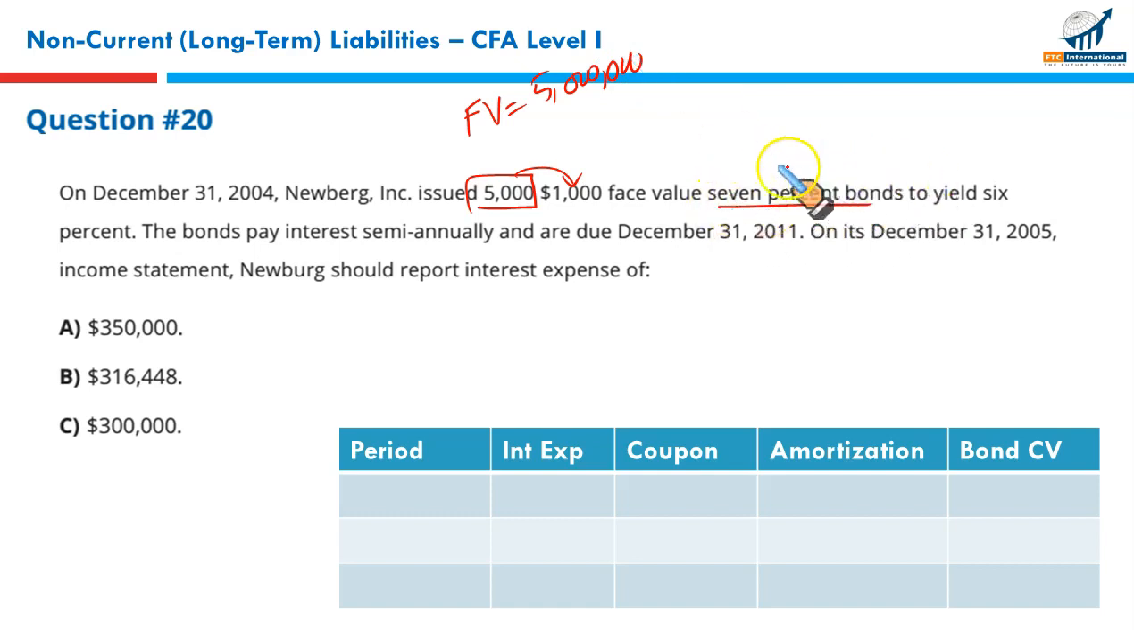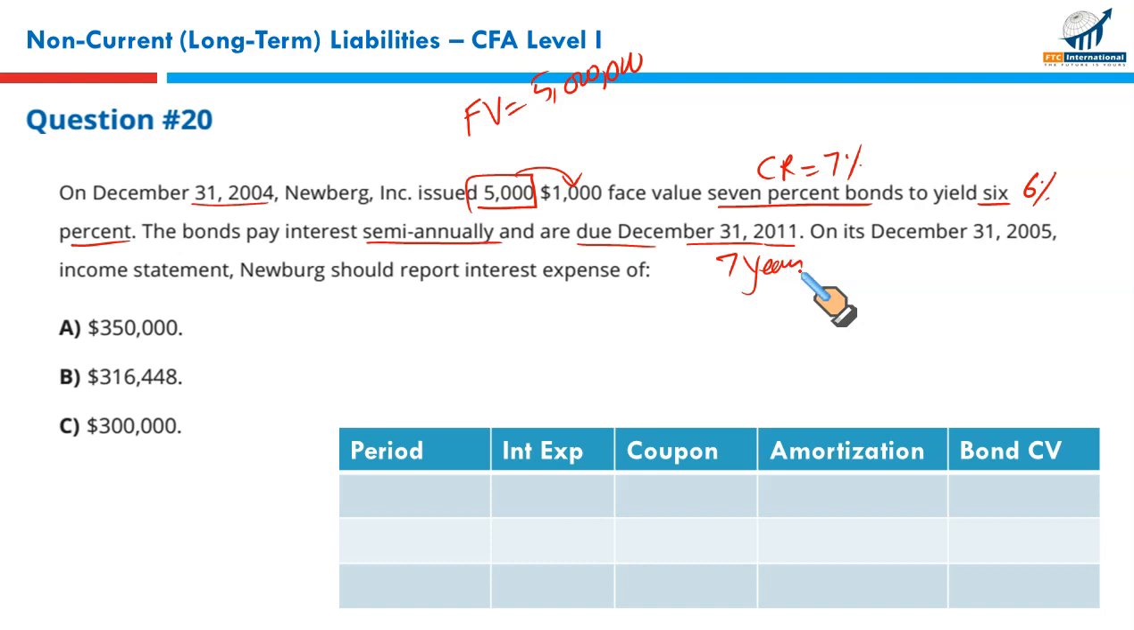7% bonds, this is the coupon rate. To yield 6%, this is the rate we will use for discounting. Now remember, your coupon rate is more than the market rate. Now your bond will sell at a good price. You will sell the bond for more than 5 million. Why? Because your coupon rate is more than the effective rate or the market rate. Further, the bond pays interest semi-annually and is due on 31st of December 2011. That's 31st of December 2004, 5, 6, 7, 8, 9, 10, 11. It's a 7 years bond.